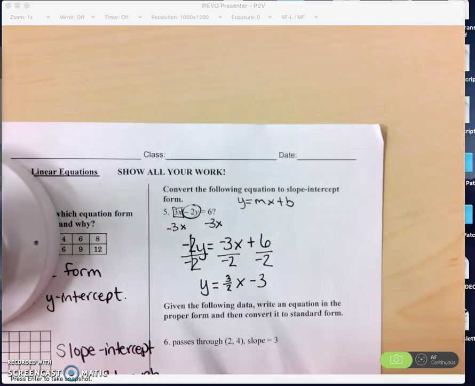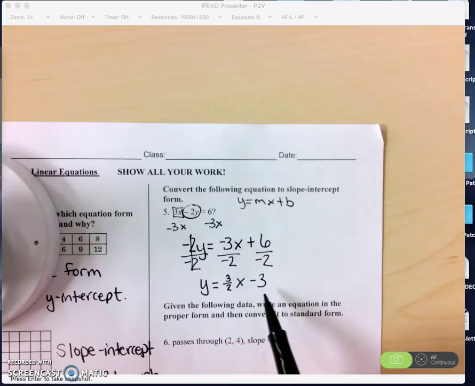And now I have it written as y equals mx plus or minus a number, or plus b. Here it's just a negative b. So my b, or my y-intercept, is negative 3, and my slope is 3/2.